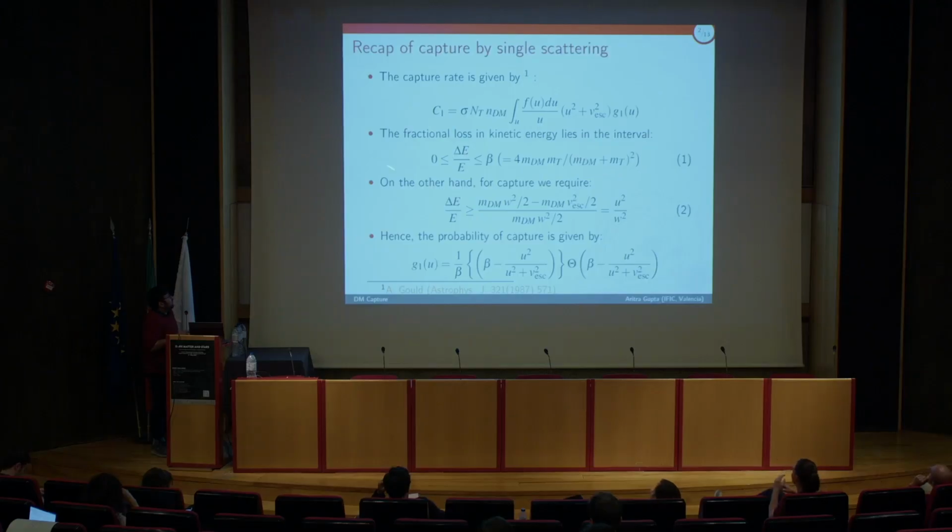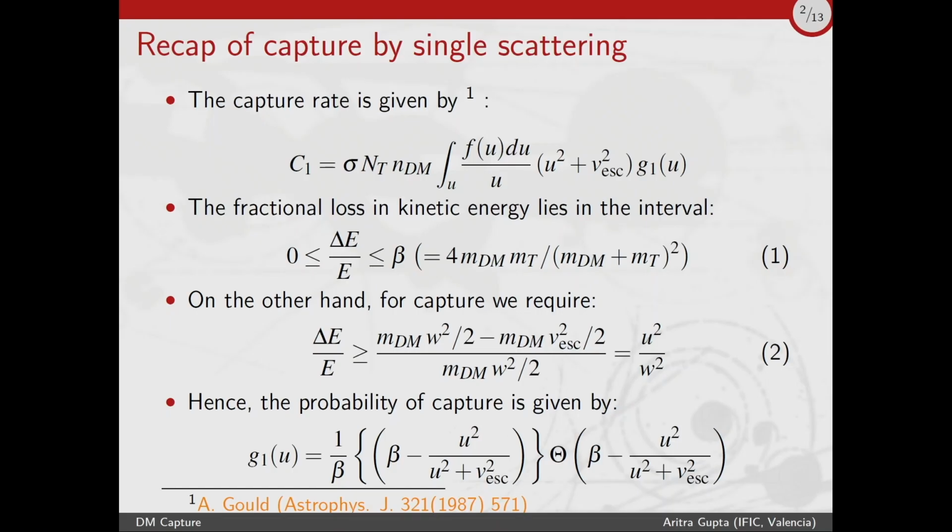So a quick recap of capture via single scattering. This was done by Gould and many other people earlier. This is the capture rate, with the total number of targets and the number density of dark matter. The fractional loss in energy is a very simple calculation, and lies between 0 and beta, where beta is this factor. For capture, we need w to be greater than the escape velocity. Otherwise, it will not enter the celestial object.